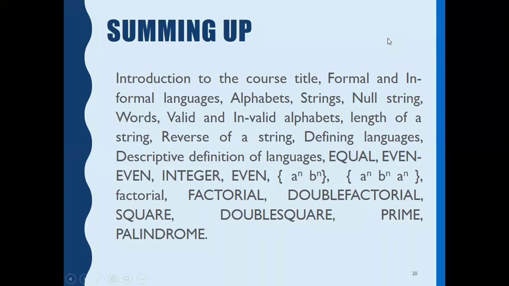Now we are going to sum up what we have discussed today. We have discussed the basics in the first two lessons: null string, words, valid and invalid alphabets, length of a string, reverse of a string, defining languages, and descriptive definition of languages of equal, even, integer, even, a and b, and palindrome, square, double square, etc.